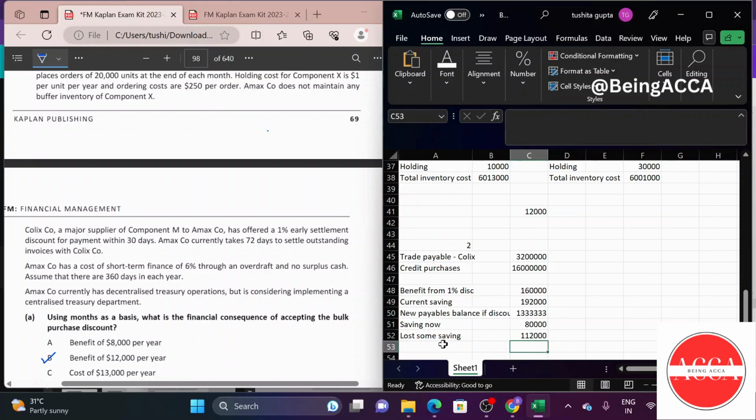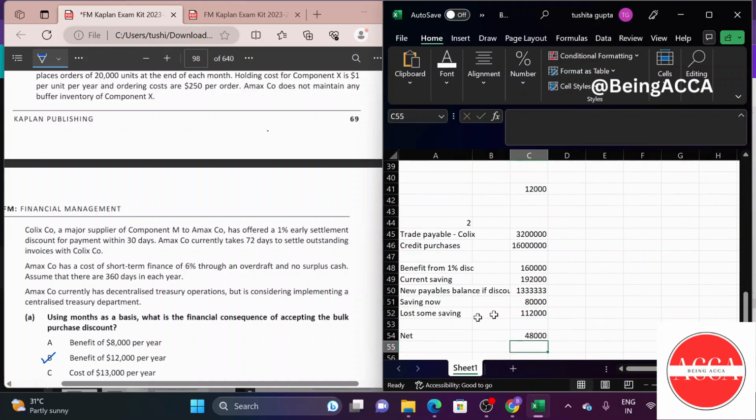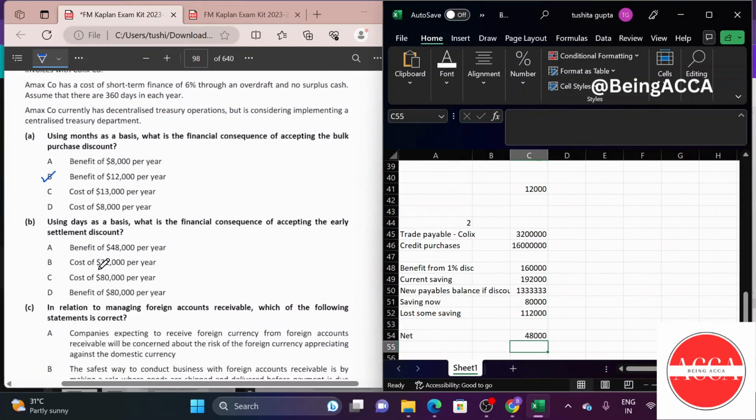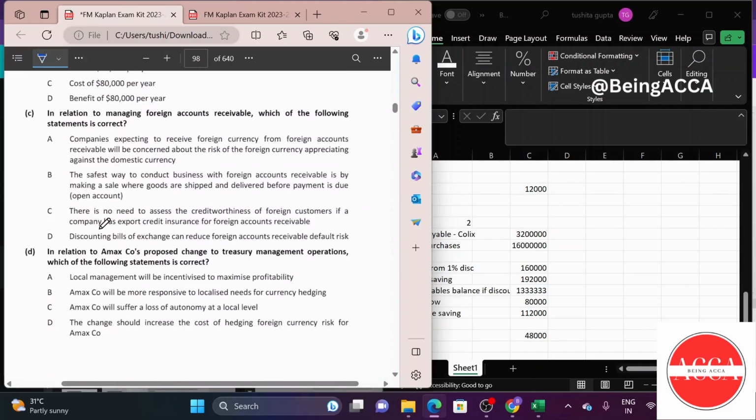So now let's see how much we were benefiting. We were benefiting 160,000 and now this is the lost saving. If we net this out, this was the additional benefit from this discount and this is something that we are losing. So if we net this out, we are still having a benefit of $48,000 per year. So yes, this is a good deal. We should accept this discount from them.